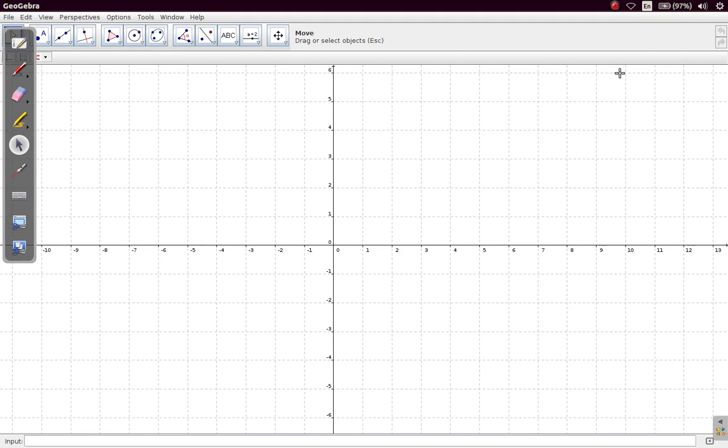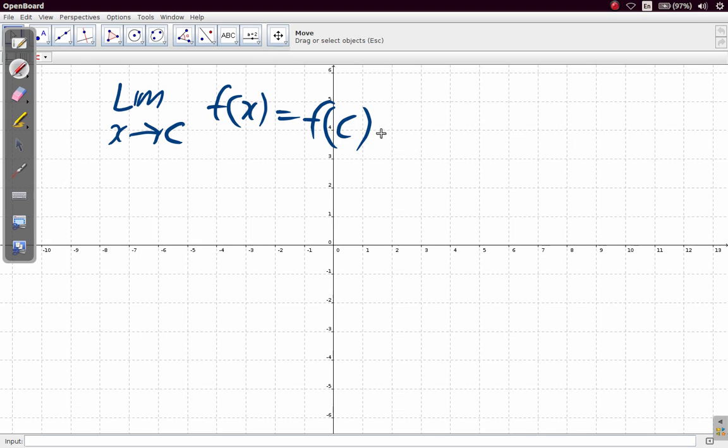Let us look at continuity. Now, a definition might be in the form that says if the limit as x tends to a number c of f of x is equal to f of c, then the function is continuous.